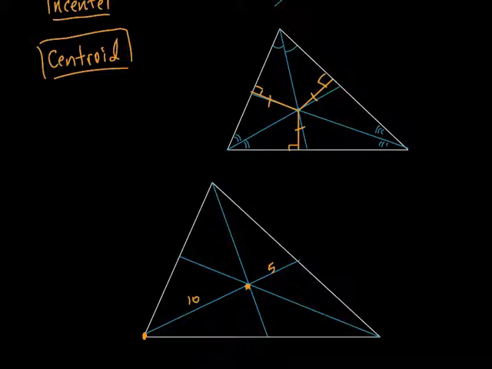Okay, so 1, 2, and 3 is about the in-center. All right, we talked about that. That would be this one right here. All right, not a very good circle, but you get the idea. And then 4 and 5 deal with the circumcenter. That's the first one we did. And then 6, 7, and 8 deal with the centroid.